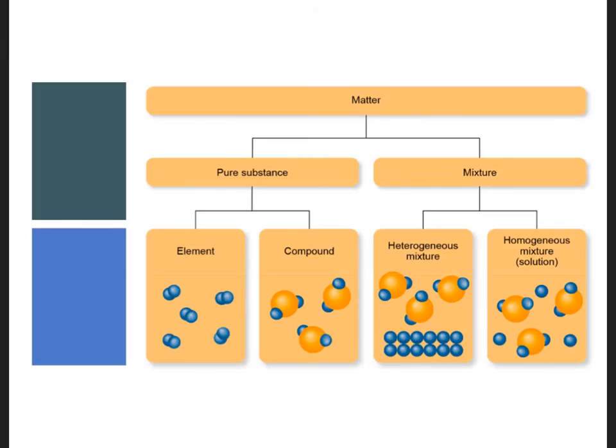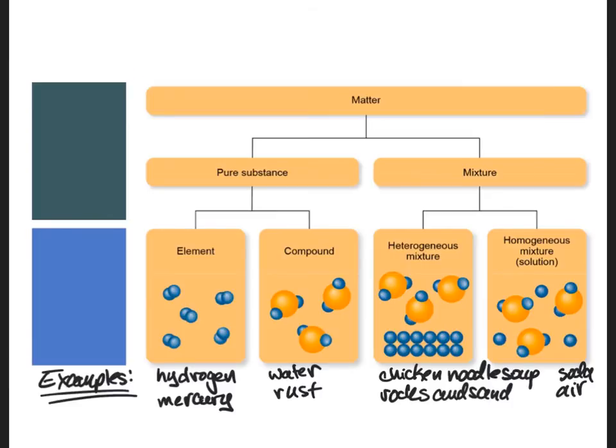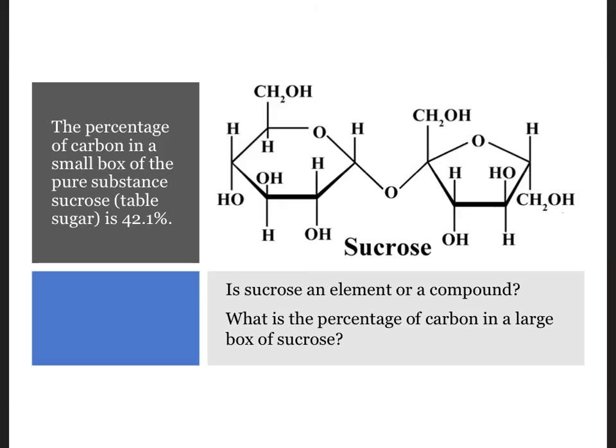This classification tree is a useful graphic for organizing how substances are classified. I suggest adding definitions to this graphic with examples to help you study. If the percentage of carbon in a small box of the pure substance sucrose is 42.1% carbon by mass, would you classify sucrose as an element or a compound? What is the percentage of carbon in a large box of sucrose?